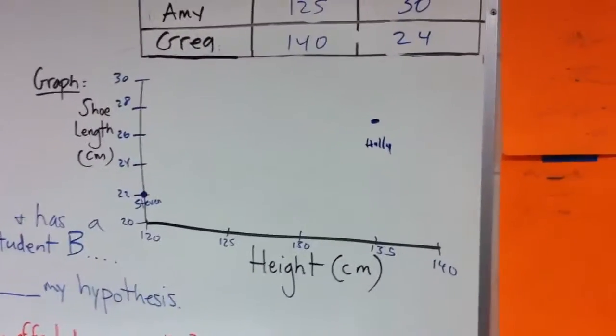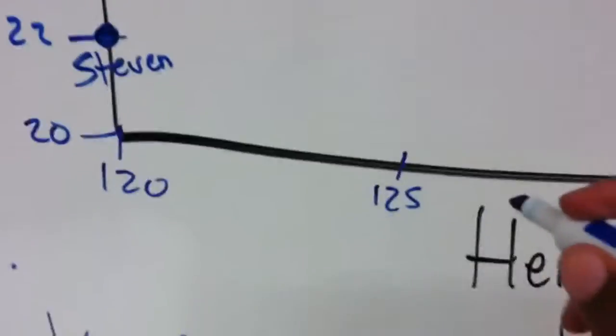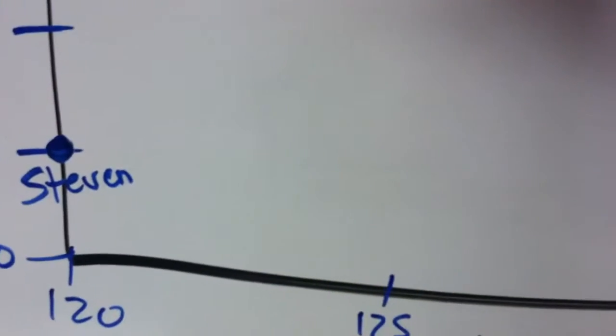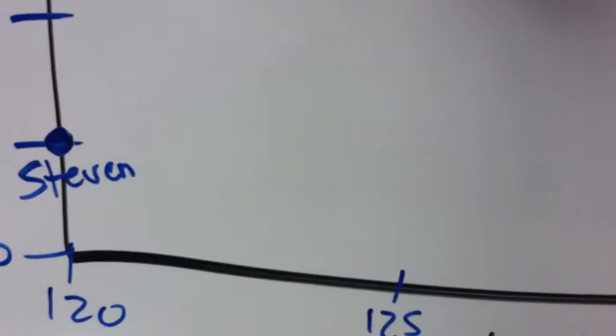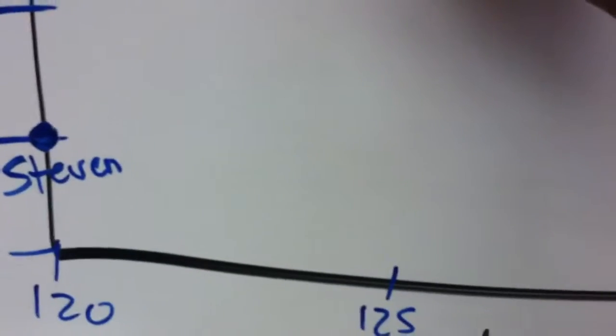See what I'm doing so far? Next is going to be Amy. She's at 125 and, what's the other one? 125 and 27. So 125, I'm going to go up to 27. Ooh, I think I did something wrong. No, she's at 125 and 30. Here we go. Sorry, I'm really bad at taping this. And that's Amy. Hopefully you're seeing what's going on right now.